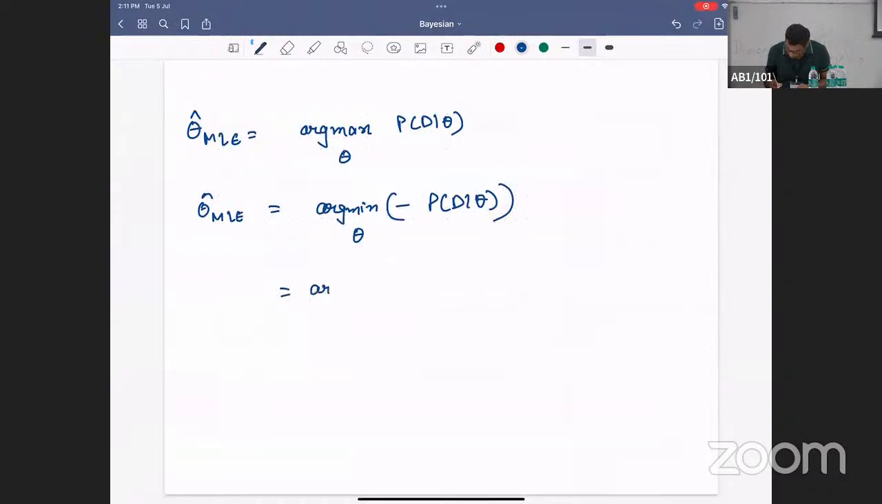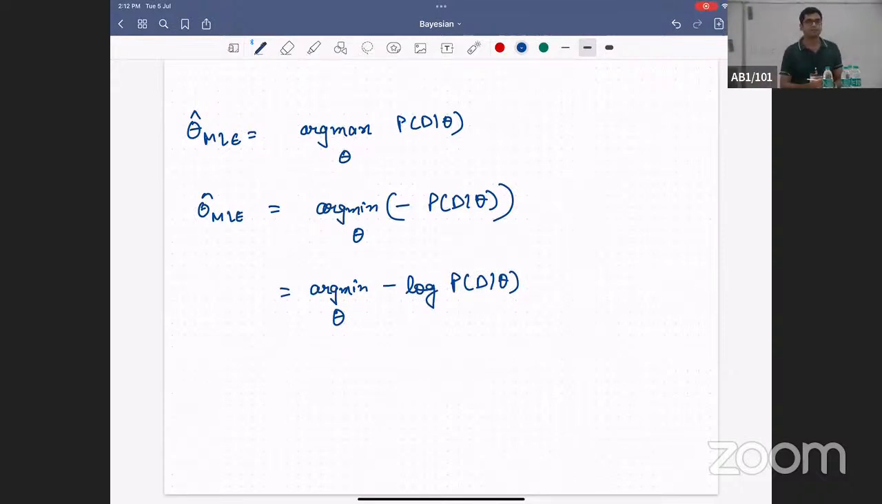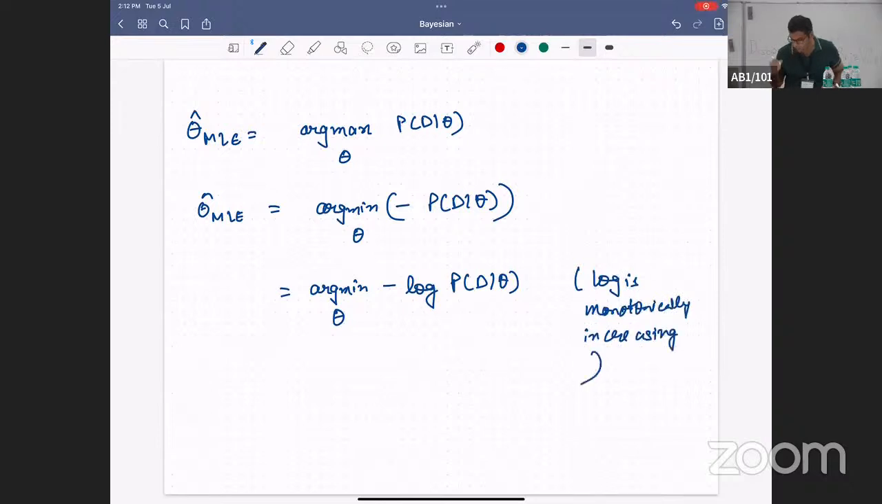But we can also write this as argmin over theta of minus log of P of D given theta, right? Why can we write it this way? Why can we write argmin of negative log likelihood? Because log is a monotonically increasing function. Does someone want to explain what you understand by log being a monotonically increasing function? If anyone has a doubt, I would like to address that.